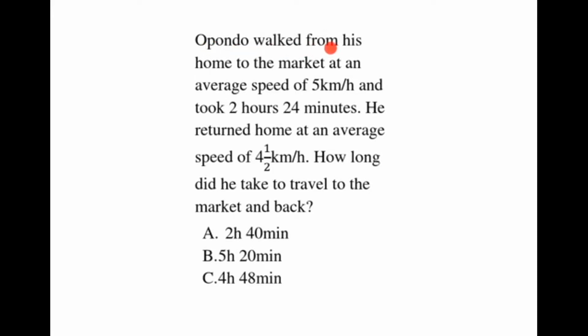Opondo walked from his home to the market at an average speed of 5 kilometers per hour and took 2 hours 24 minutes. He returned home at an average speed of 4.5 kilometers per hour. How long did it take to travel to the market and back? Solution.